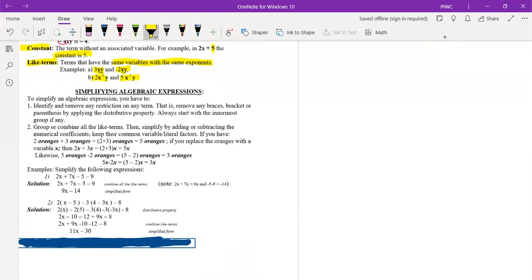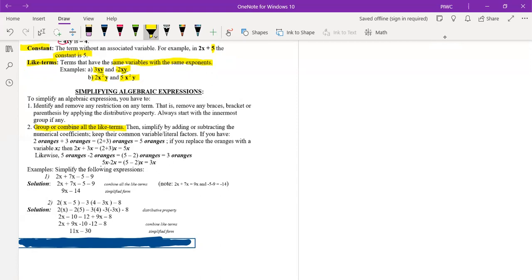Then the second step is to group like terms. Now you're going to group terms that look alike. Group them, then simplify by adding or subtracting the numerical coefficients. And then you keep the common literal factors that they have. Okay. So let's look at an example.